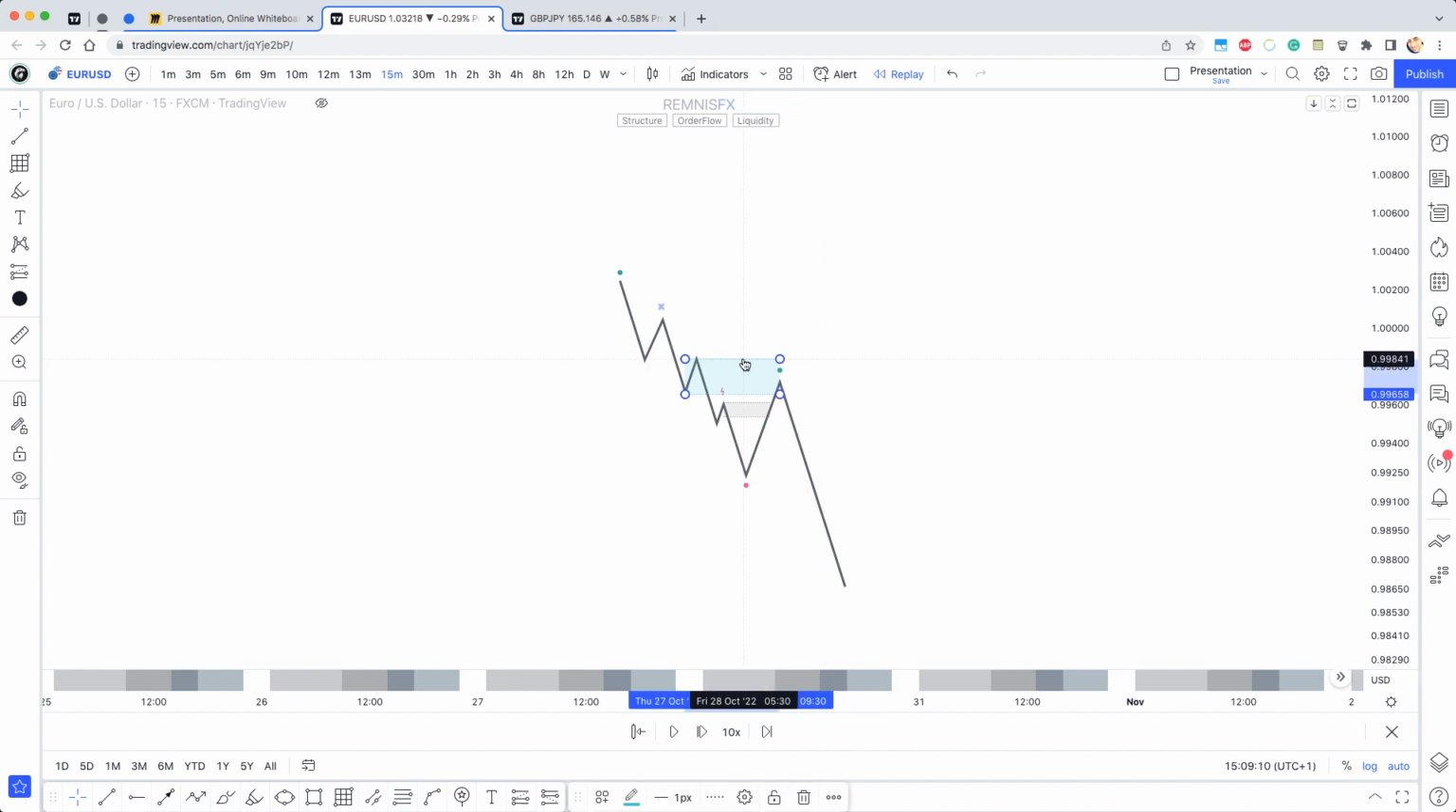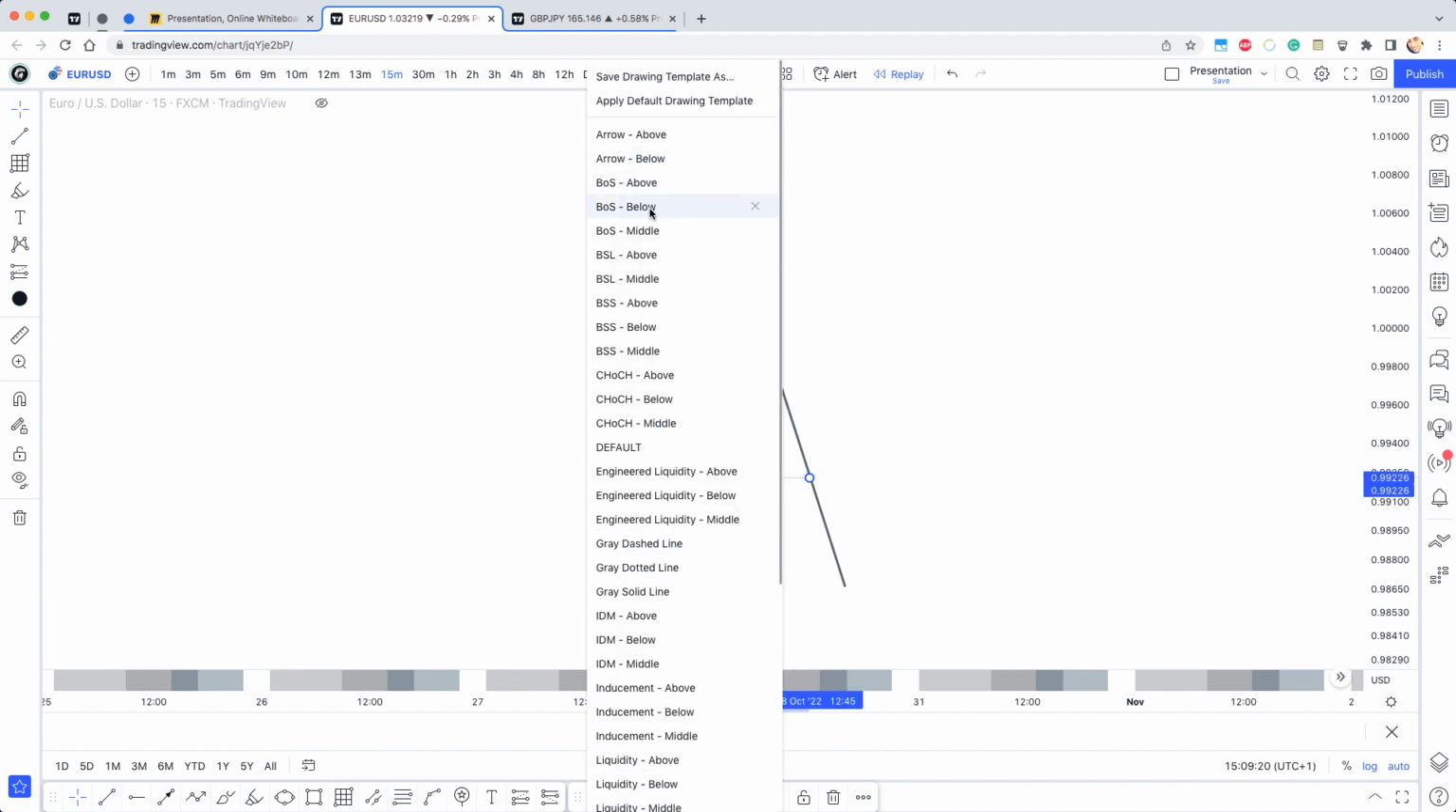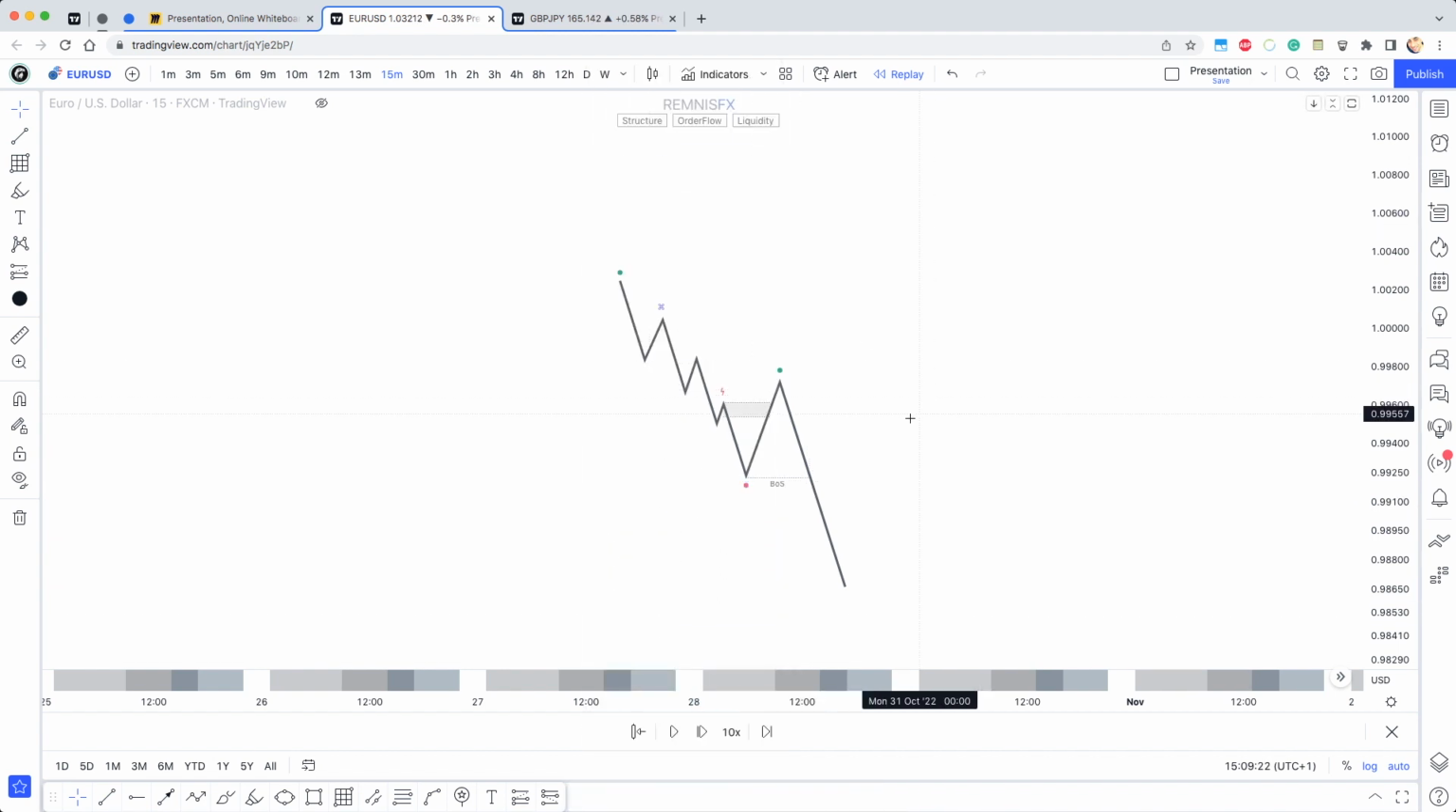Okay, so now let me remove this, and let me also quickly mark my break of structure here, like that. And now, why is this a valid break of structure? Because the liquidity is taken out from this leg, right? It doesn't matter if it was here or here.